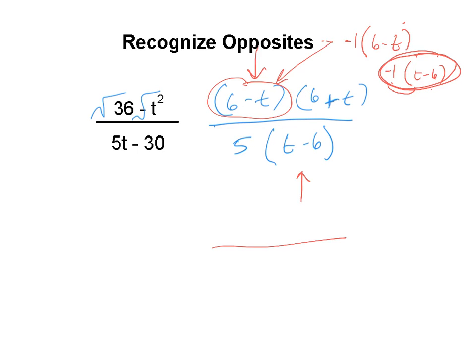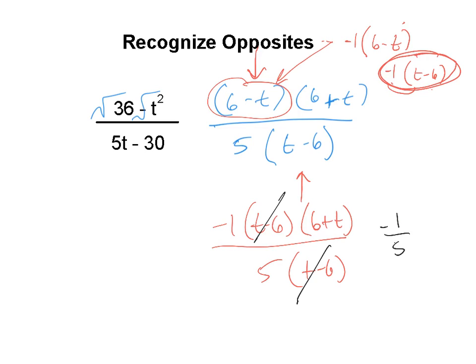So let's rewrite the whole thing. So I have negative 1 times t minus 6 on top, times 6 plus t, okay? And then on the bottom, 5 times t minus 6. And now we can definitely divide some stuff out, can't we? We can divide out these chunks now that they look the same, right? And all that leaves us with is negative 1 over 5 times 6 plus t.